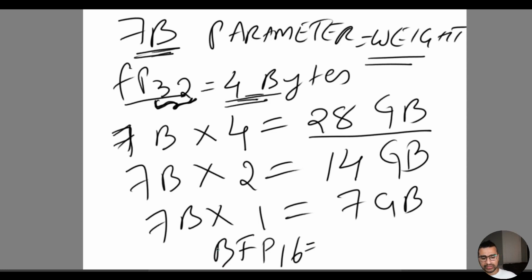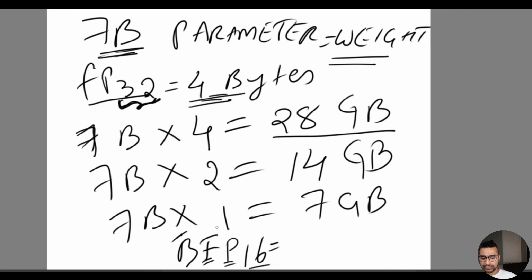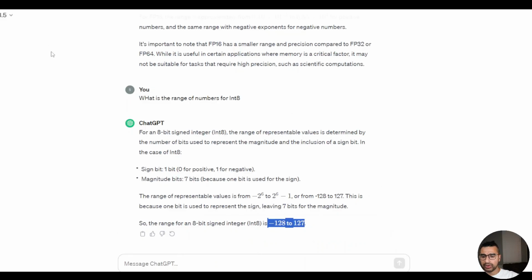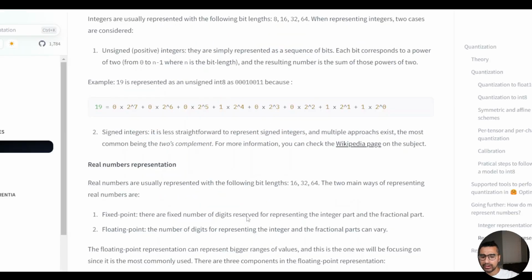BF16. B stands for brain, and it's floating point 16. This is by Google. Let me show you an article where it actually explains this BF16. Okay, so this is on Hugging Face.